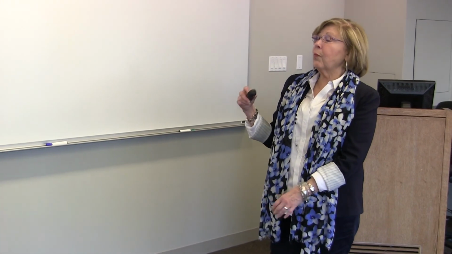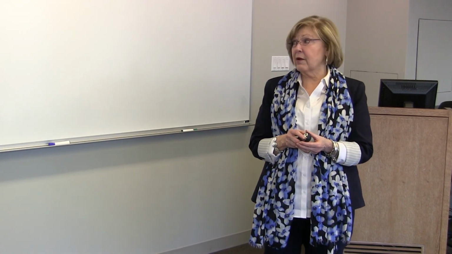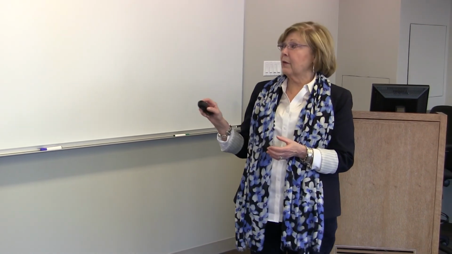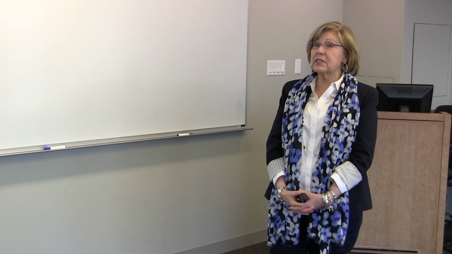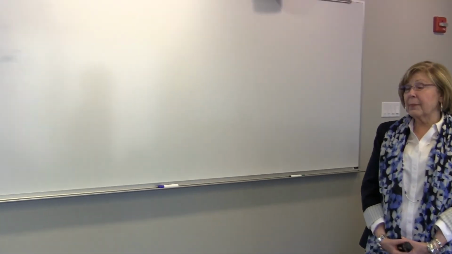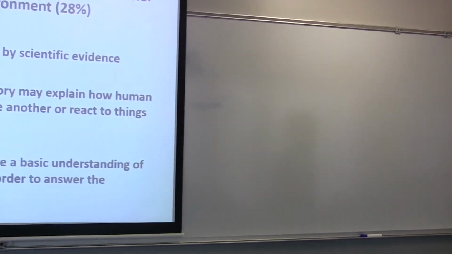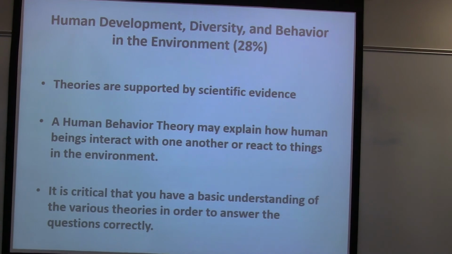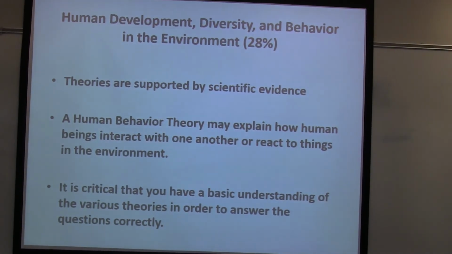So today, Module 2 covers one of the content areas: human development, diversity, and behavior in the environment. 28% of the licensing exam is devoted to this area. And so what we will talk about today are some of the theories and some of the other concepts involved in human behavior. So what do we know about theories?